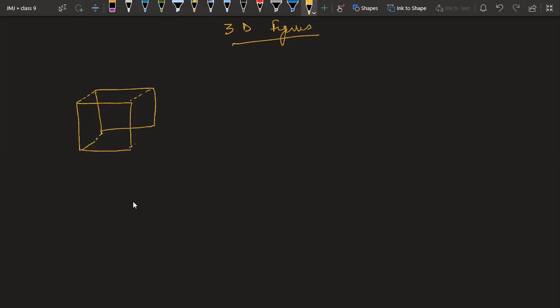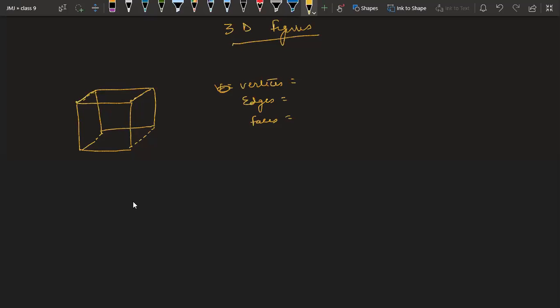Actually, we use dotted lines for the background lines. Okay, so this is your cube. In this case, we have how many vertices, how many edges, and how many faces? Class, please answer. In the case of a cube, how many vertices are there?